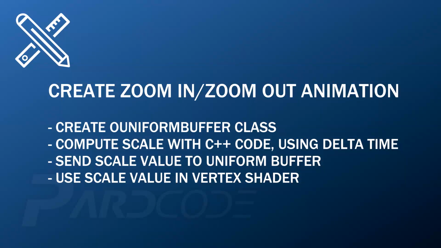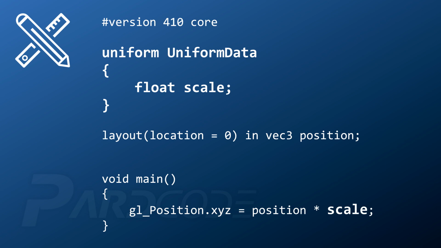So, in order to create our zoom in and zoom out animation, we have to create the OUniformBuffer class, compute the scale value in such a way it changes at each frame, and to do that we have to introduce the so-called delta time, a value that indicates the elapsed seconds from the previous frame, and then we have to take the scale value and send it to the uniform buffer, in such a way the vertex shader can take it and transform the vertex position.